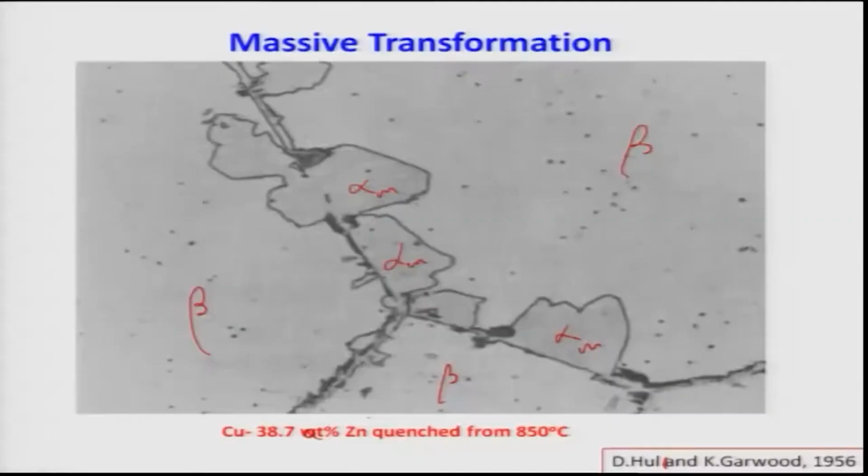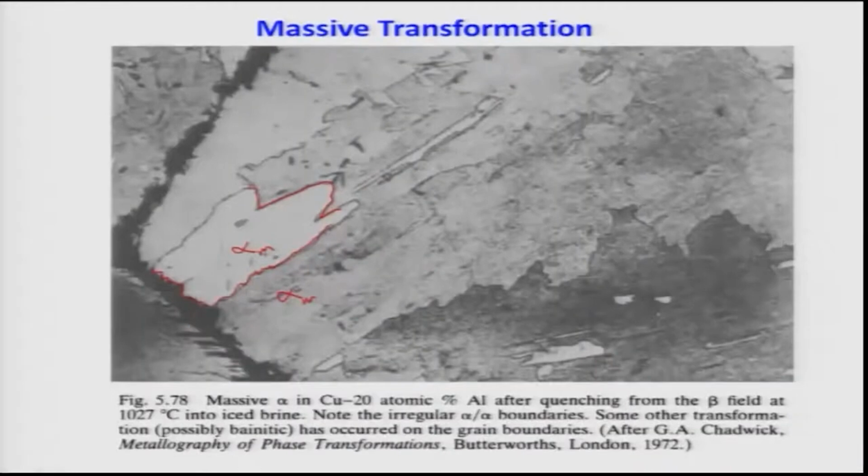This is what we have discussed, and I showed you a few examples of how the product phase is always defined with a superscript m, to make it different from the equilibrium product. The equilibrium product will always be alpha, that is why we use a different symbol, alpha m, and this grows into the parent phase with an irregular morphology. This is an important characteristic of these transformations.